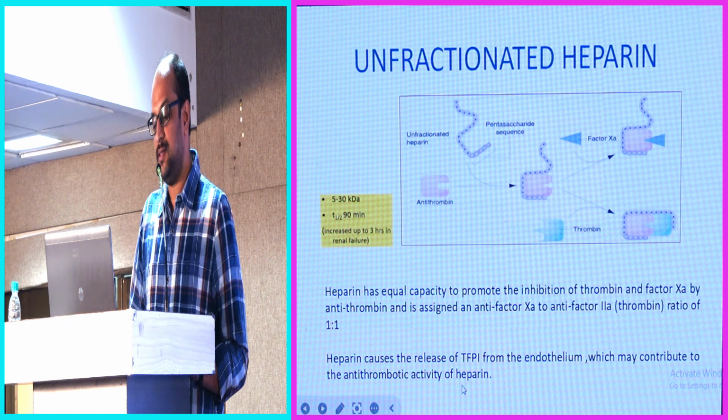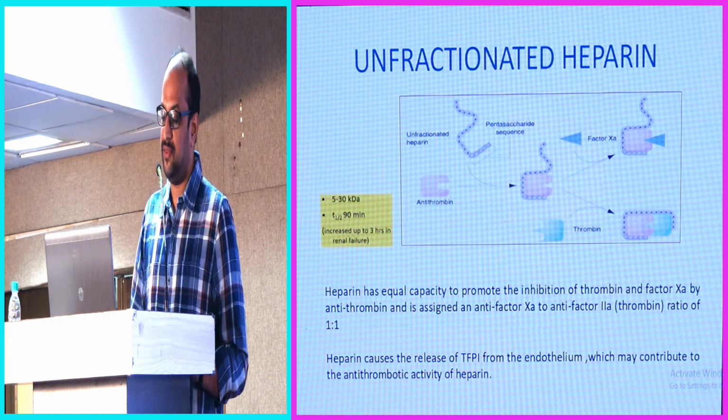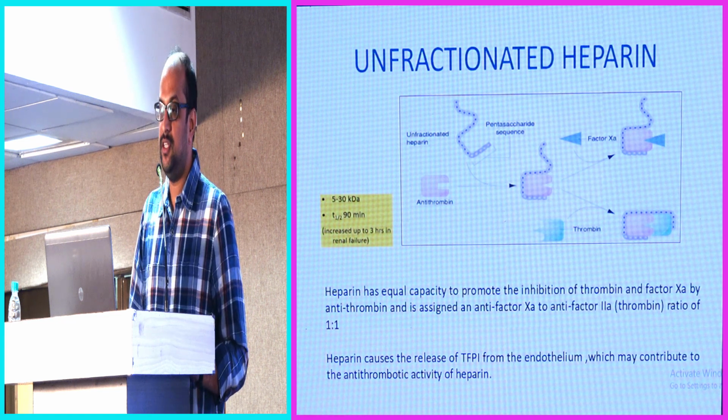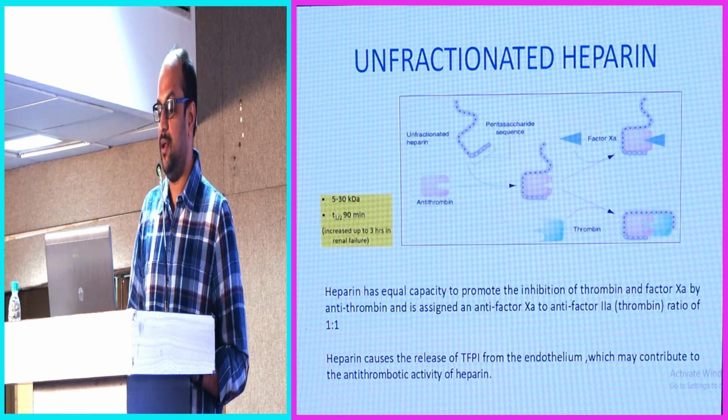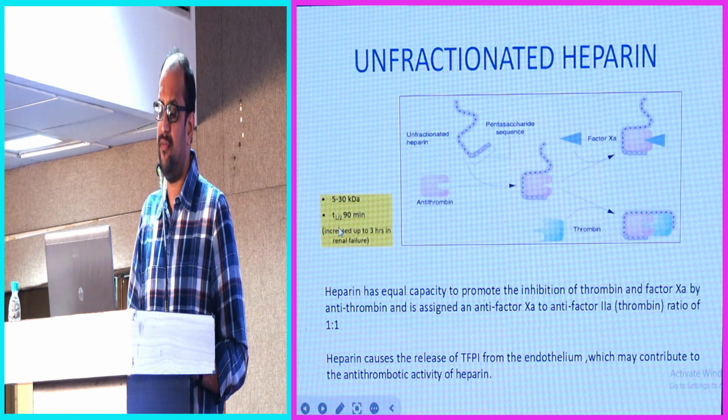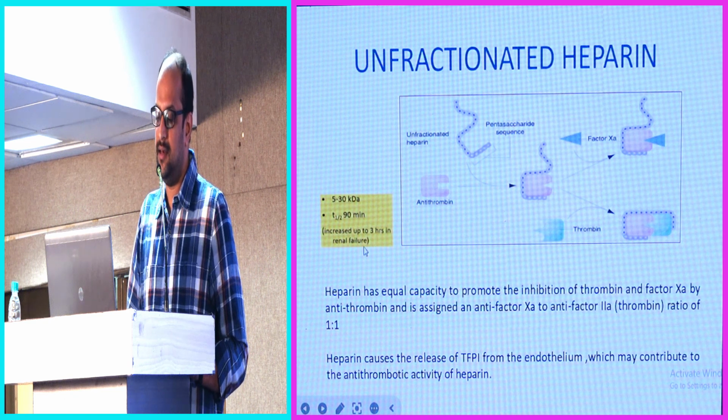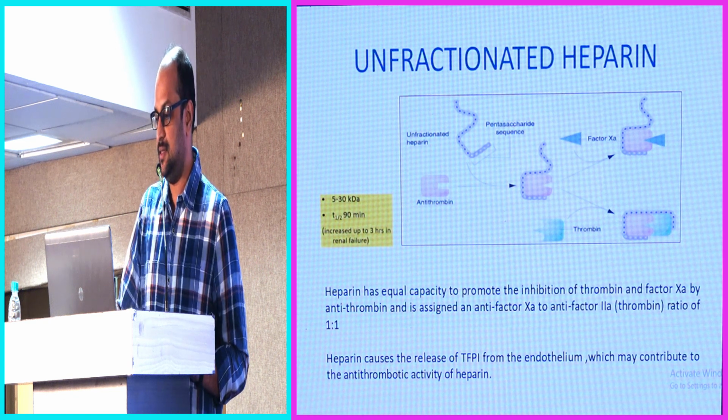And heparin causes the release of tissue factor pathway inhibitors from the endothelium, which may contribute to antithrombotic activity also. If we see the half-life of heparin, it is almost 90 minutes, and it may be increased in renal failure for multiple reasons.